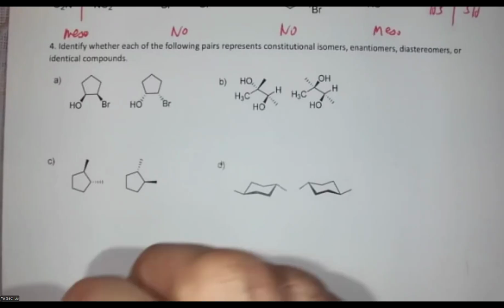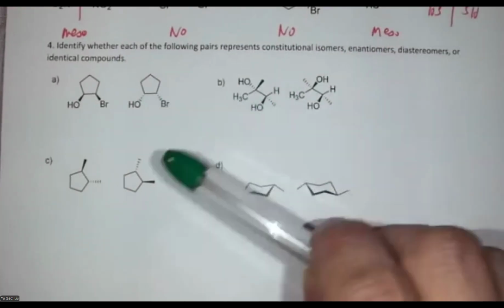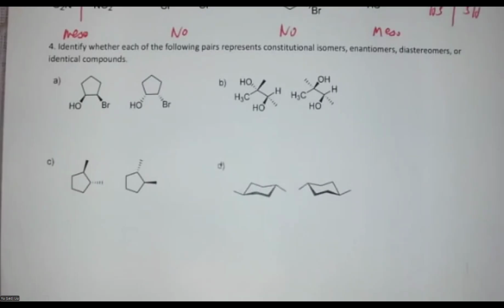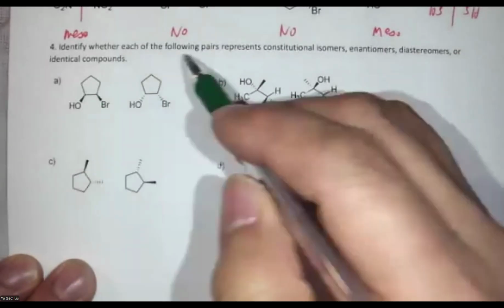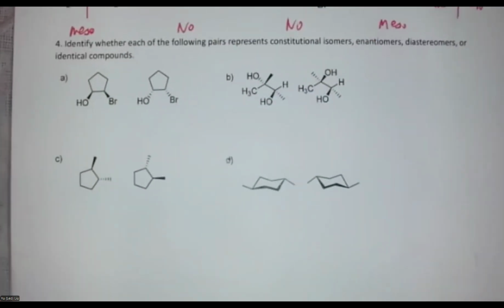Please work on these four molecules and determine their relationship. Are they constitutional isomers, enantiomers, diastereomers, or identical compounds? I give you a couple of minutes. That's one type of question you see in the quiz and also in the future exam. Take a try.